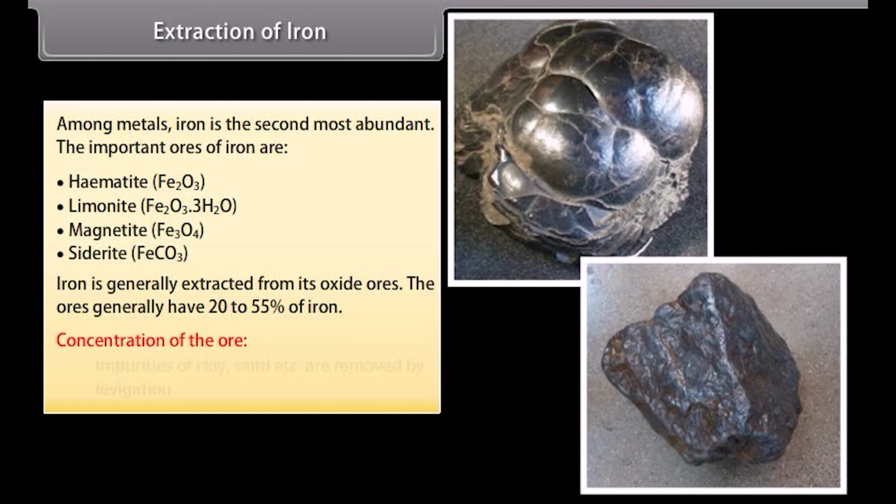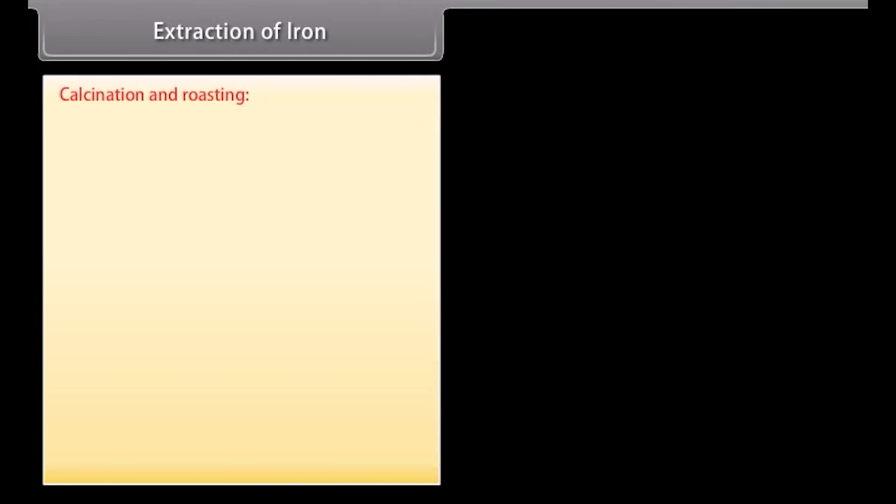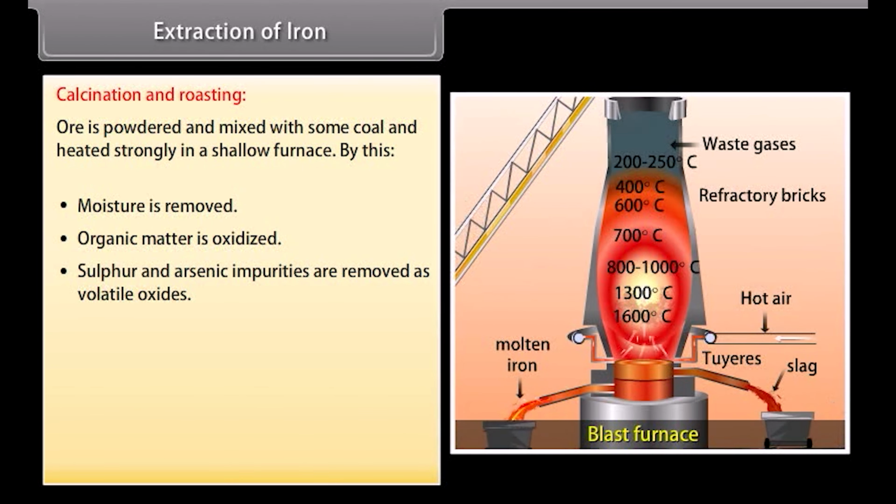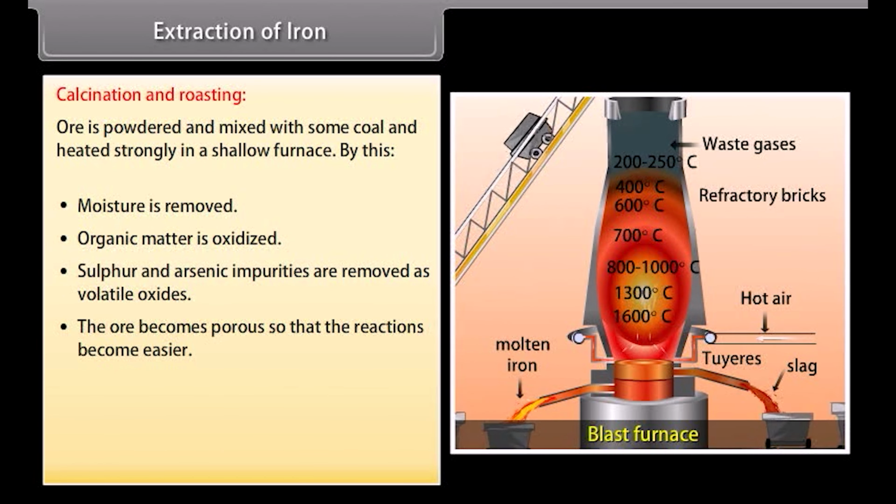Concentration of the ore. Impurities of clay, sand, etc. are removed by levigation. Calcination and roasting. Ore is powdered and mixed with some coal and heated strongly in a shallow furnace. By this, moisture is removed, organic matter is oxidized, sulphur and arsenic impurities are removed as volatile oxides, and the ore becomes porous so that the reactions become easier.